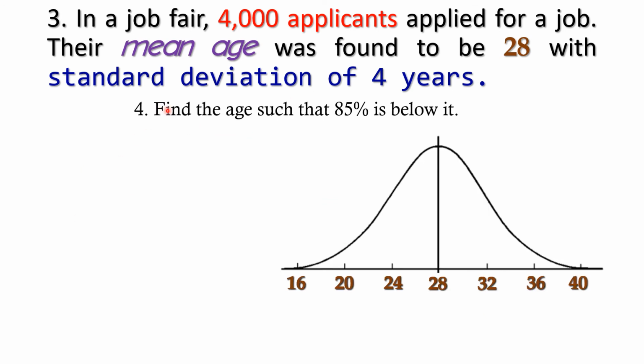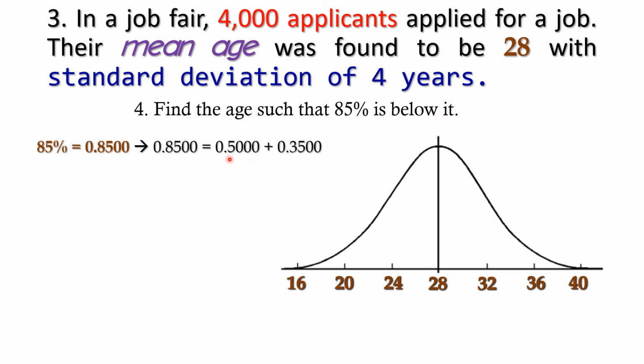Having the same situation again, we must answer this fourth question. This is to find the age such that 85% is below it. So we also have here the same curve having the same raw scores. So we must express 85% in its decimal form, which can be written as 0.8500. And since it's greater than 0.5000, then we must split that decimal. So that is equal to 0.5000 plus 0.3500. Our question tells us to find the age such that 85% is below it. So we already have here the 0.5000.